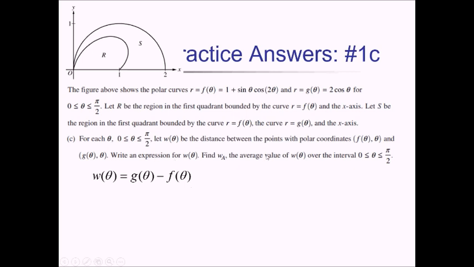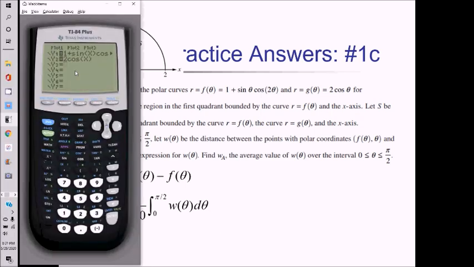So now we want to find the average value of this thing over this interval. We're just going to use our standard average value setup, 1 over the interval length, so 1 over pi over 2 minus 0, times the integral from 0 to pi over 2 of the thing we're trying to average, which is just w of theta d theta. Since we already defined w of theta right here, we can just write it in here. And now I can just solve that on the calculator because I already have g of theta and f of theta defined, without showing any further work.